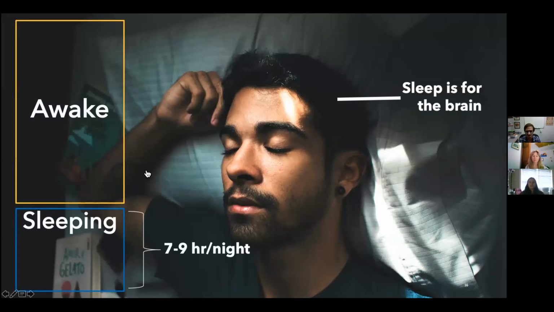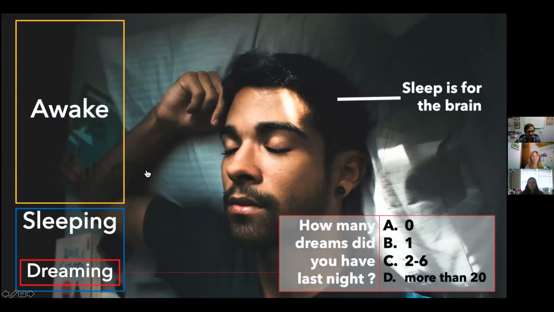And what's far more mysterious than sleep is dreaming, which takes place about a quarter of the time that we're asleep. So now we have a little survey that we prepared for you guys. So let us know, how many dreams did you have last night? A, 0 dreams, B, 1 dream, C, 2 to 6 dreams, or D, more than 20.